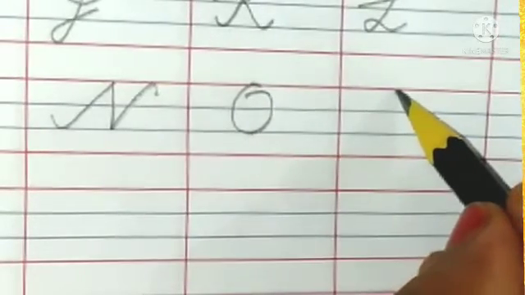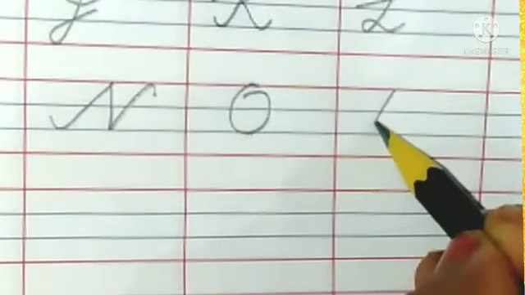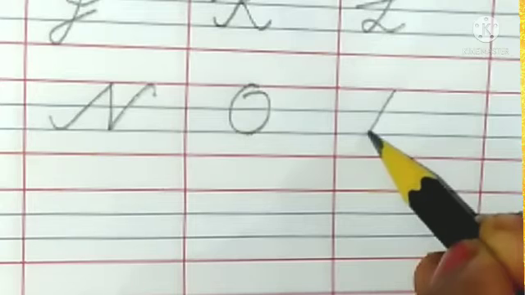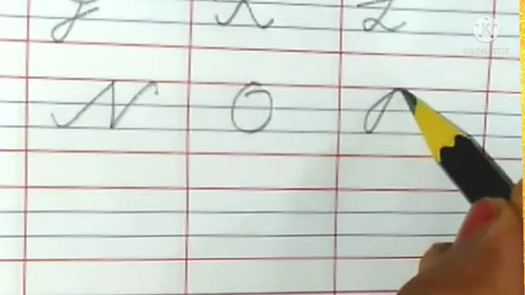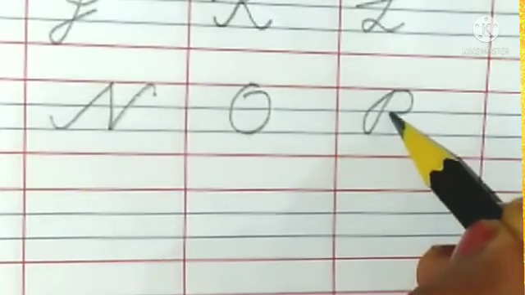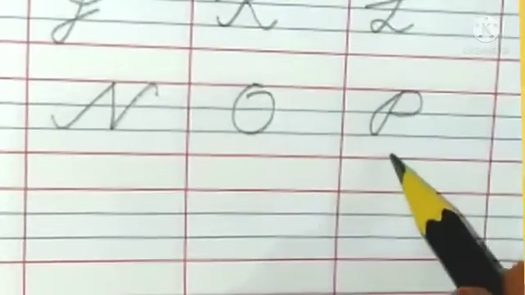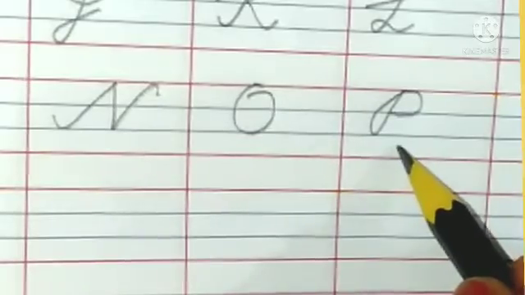P. For the formation of P, put your pencil on the first line. First to third you have to make a slant line. Turn towards left hand side. Go up. Here you have to make a half circle like this. This is P. After P, what will come?